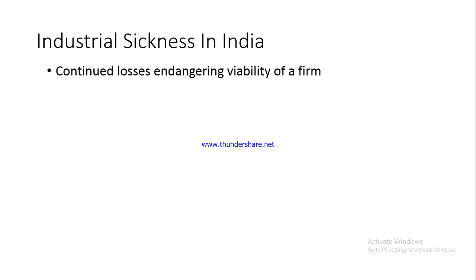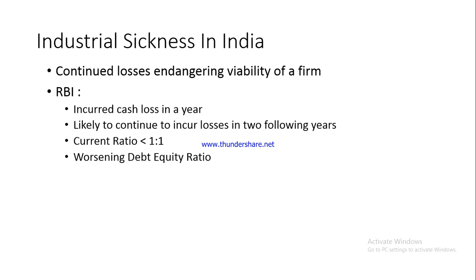Continued losses endangering the viability. Viability would mean continuance. So the firm cannot continue operations, it cannot continue to remain in business just because of continued losses. This is industrial sickness. As far as RBI is concerned, now this could be a little old definition, but RBI defines industrial sickness in a more objective manner.